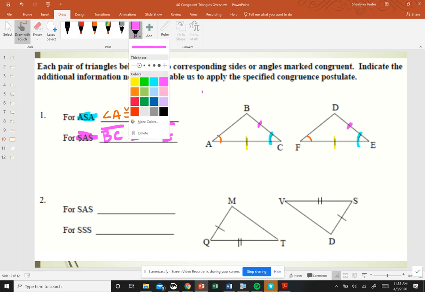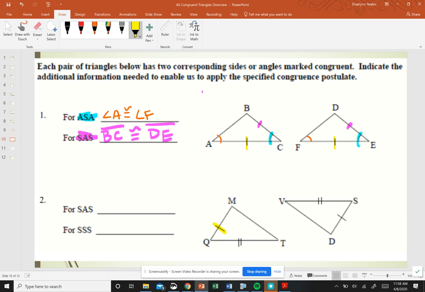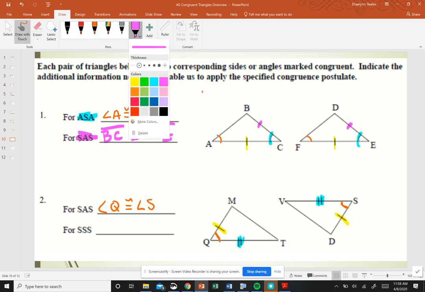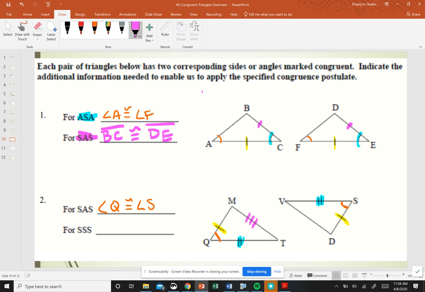All right, on this next one, I have that MQ is congruent to SD, and I also have that QT is congruent to VS. Okay, so if I want side, angle, side, I want the angle in between the two sides. That's going to be angle Q and angle S. So angle Q is congruent to angle S. And for this next one, if I just want the extra side, that would be this side right here. So MT is congruent to VD.